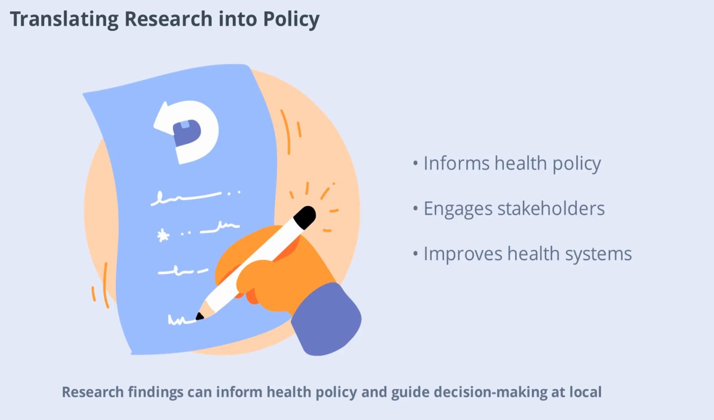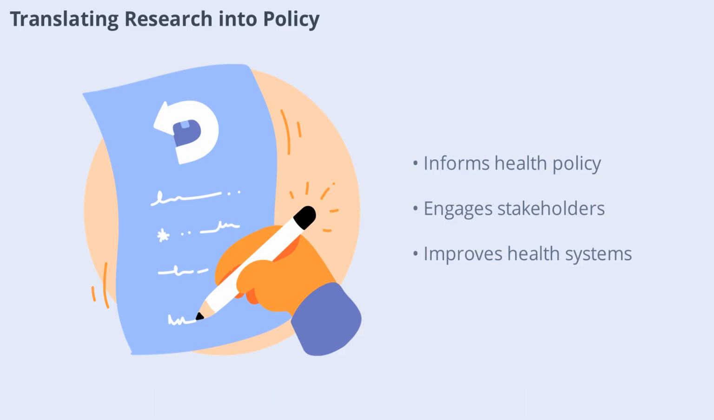Research findings can inform health policy and guide decision-making at local, national, or global levels. Engaging with policymakers and stakeholders helps ensure that evidence is used to improve health systems and outcomes. Translating research into policy is a vital step in maximizing the societal benefits of biomedical research.